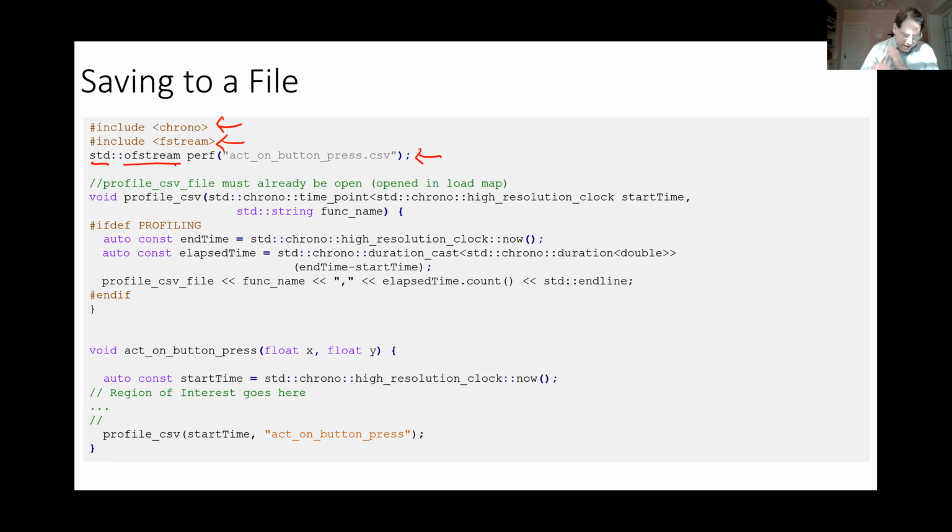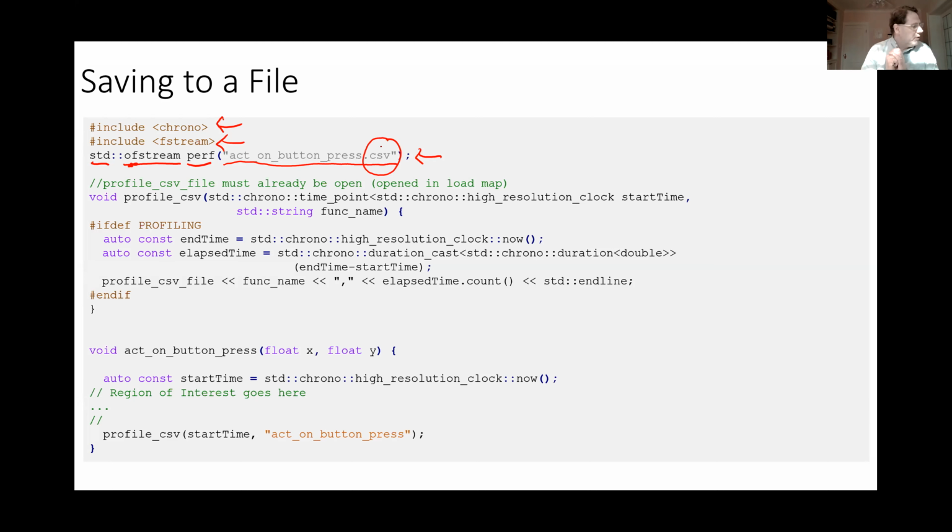I'm outputting to it. It's a stream, meaning I can use my stream operators just like cout. And it's a file, so I can write to it just like it's cout using exactly the same techniques that I've used before, but it's going to go to a file. I give it a name: I'm going to call the object that I use to access that file perf. And the constructor for this takes the name of the file on disk. So I'm going to make a file called actonbuttonpress.csv.